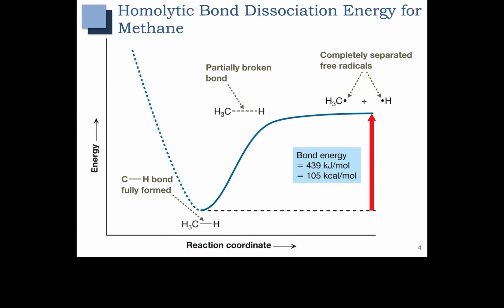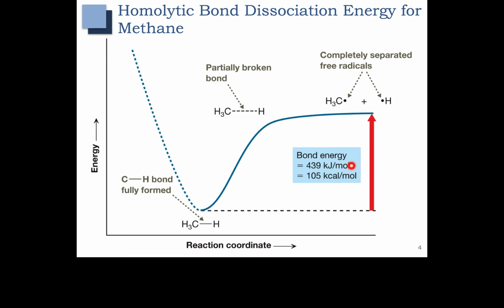Okay, let's talk a little bit about homolytic bond dissociation energy. Our example that we're going to use is methane. You might recall this diagram from when we were talking about bond distances. We said that if the bonds are too close together, they're going to be high energy. And if they're too far apart, they're going to break. Down here you see the carbon-hydrogen bond. That's where the bond is partially broken, and this is where the bond is fully broken.